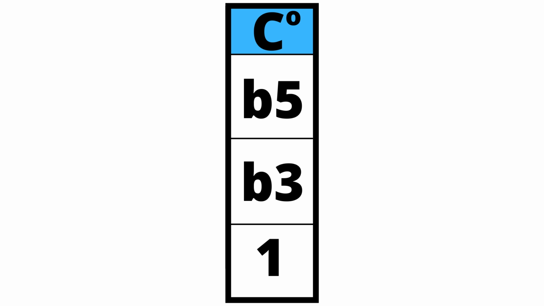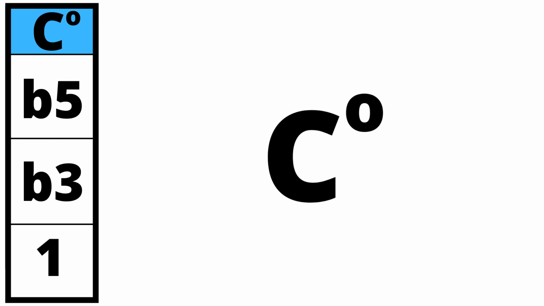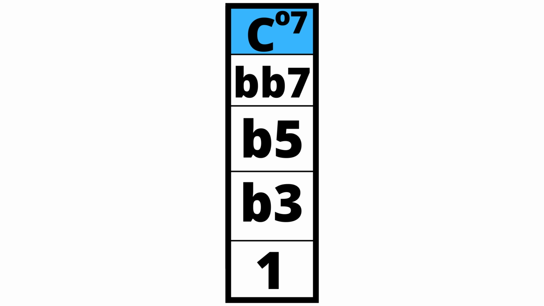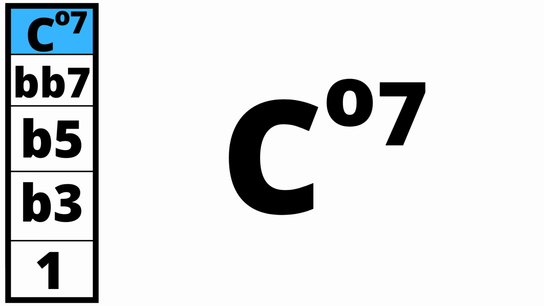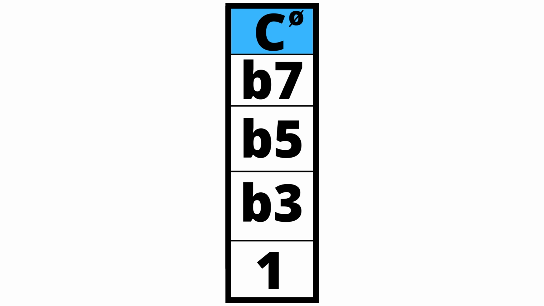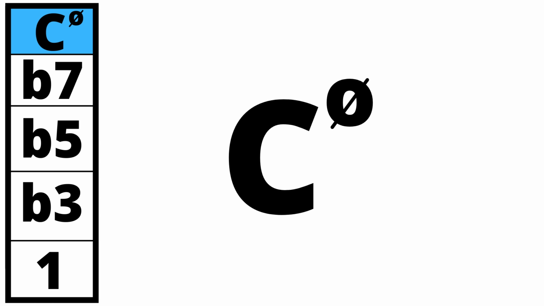Diminished chords are noted by a dim or a circle. Fully diminished 7th chords, so 1, flat 3, flat 5, double flat 7, are written using this symbol, often followed by a 7. Half diminished chords, so 1, flat 3, flat 5, and flat 7, are written with the same symbol, but with a line or strike through the middle.